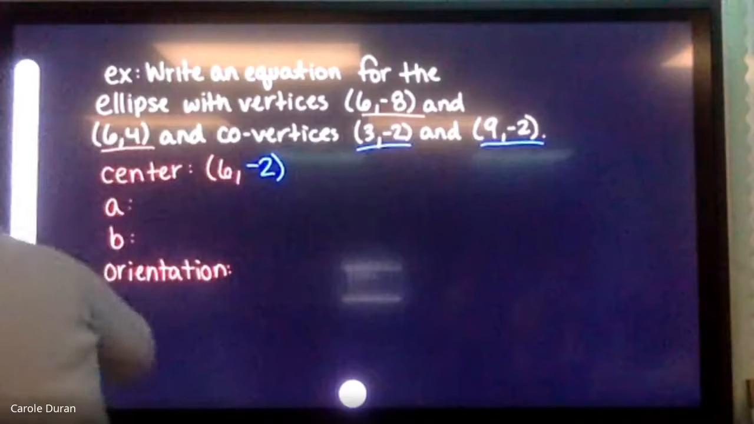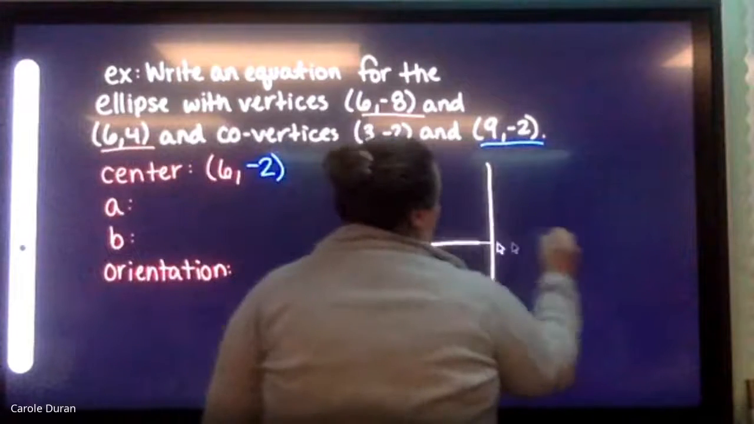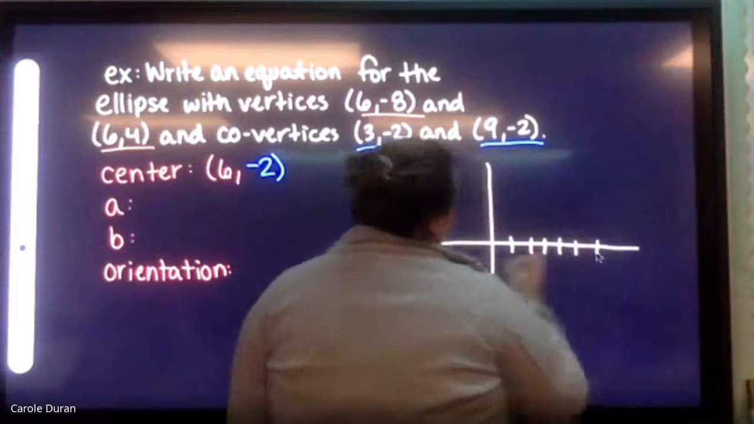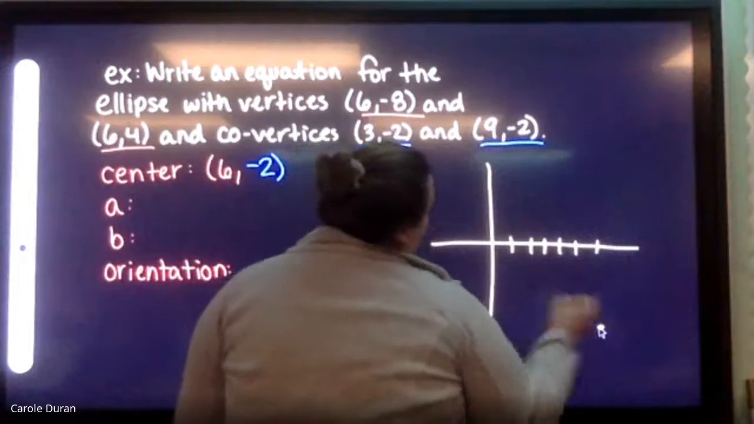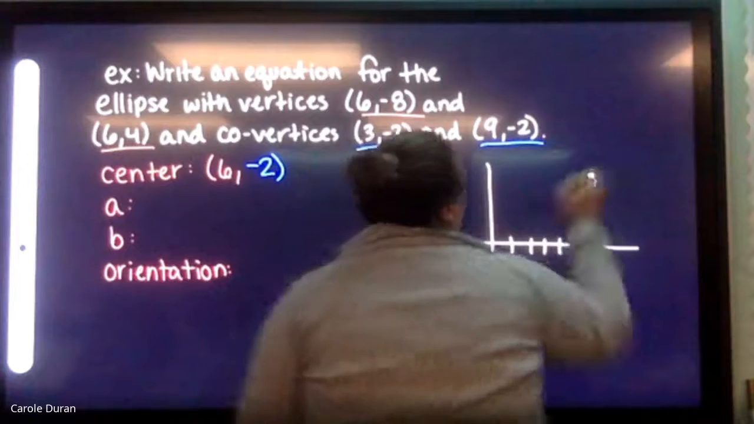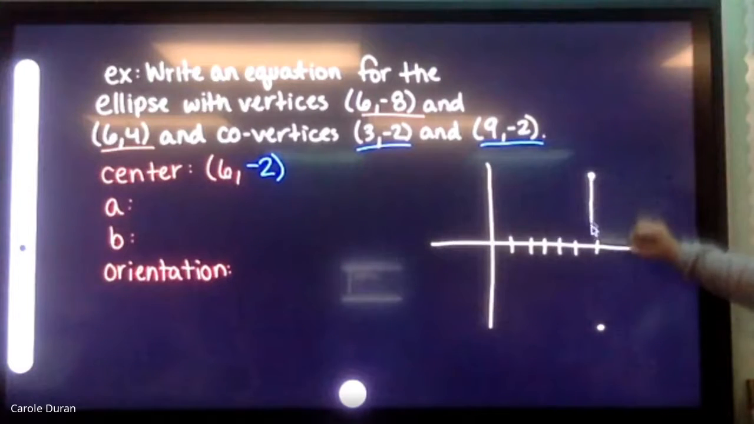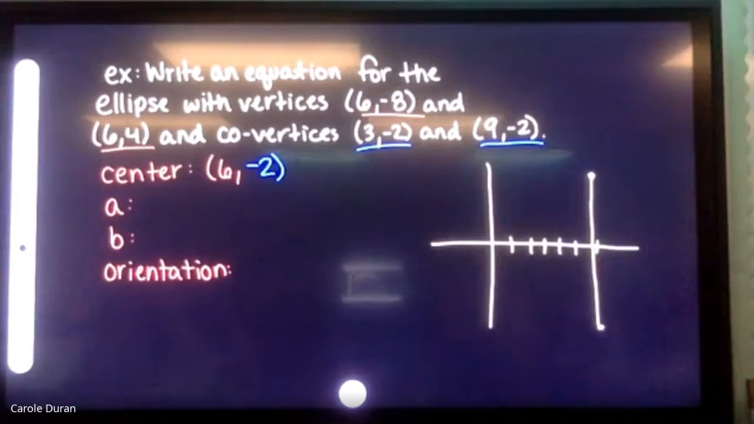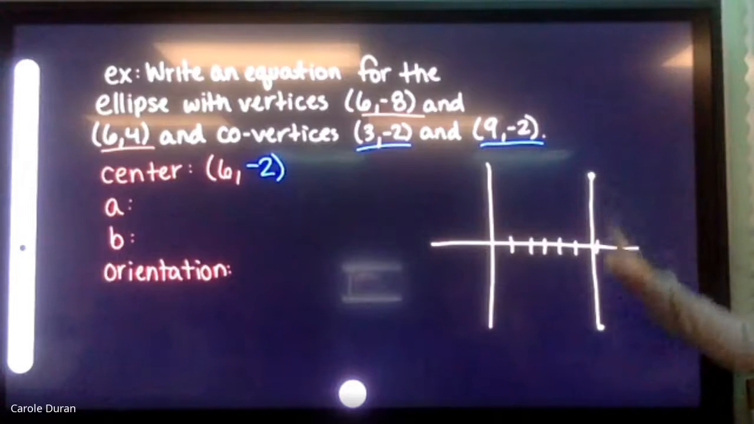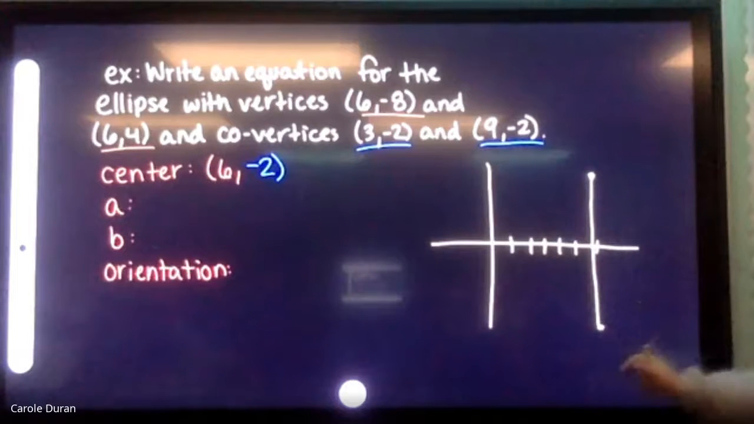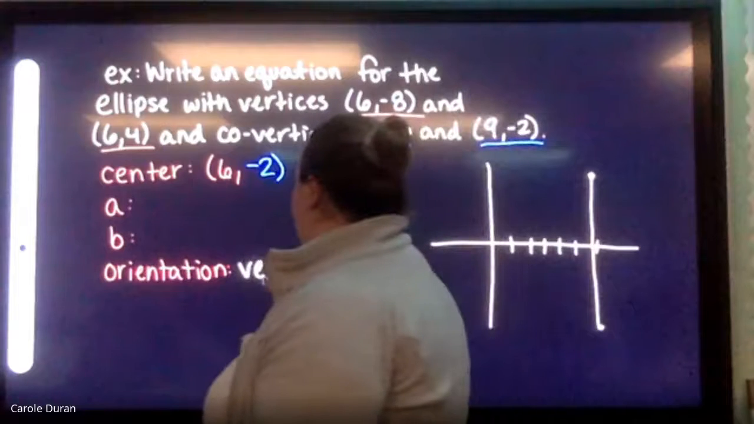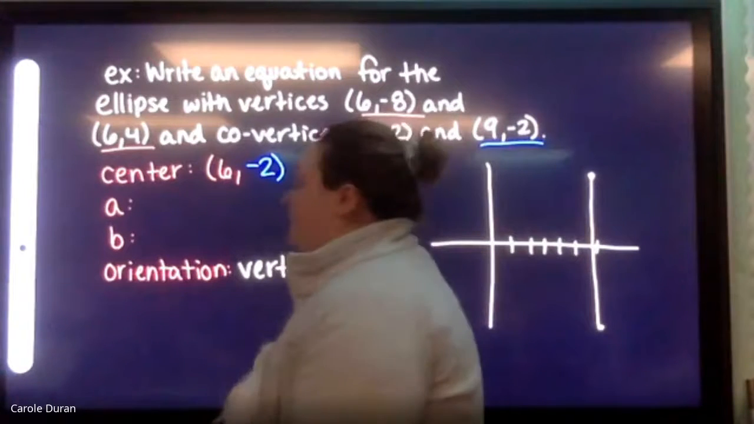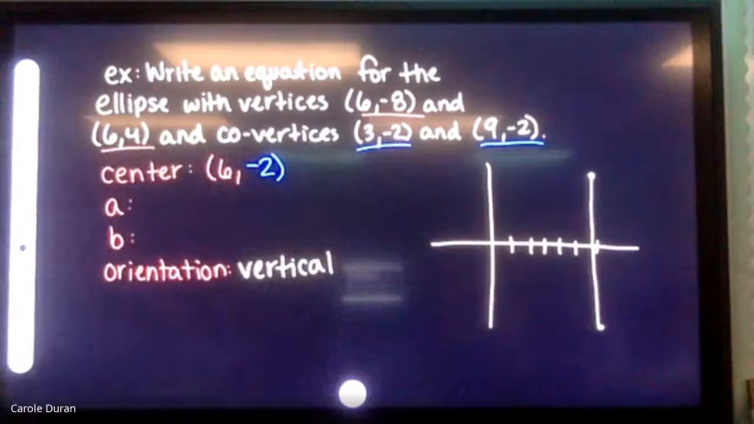So if I were to graph those 2 vertices, I'd go to 6, I'd go down to -8, and I would go up to 4. If these are my vertices, and that's my major axis, is my ellipse horizontal or vertical? Vertical, because this is a vertical major axis. You also could have just determined that because my vertices have the same x, but different y's, so they have to lie on the same vertical line.